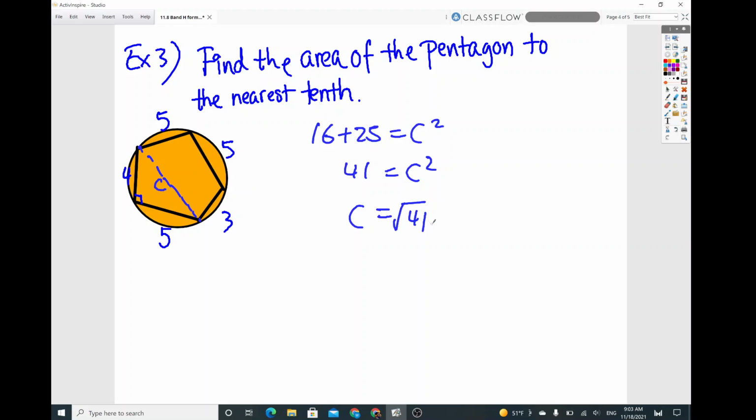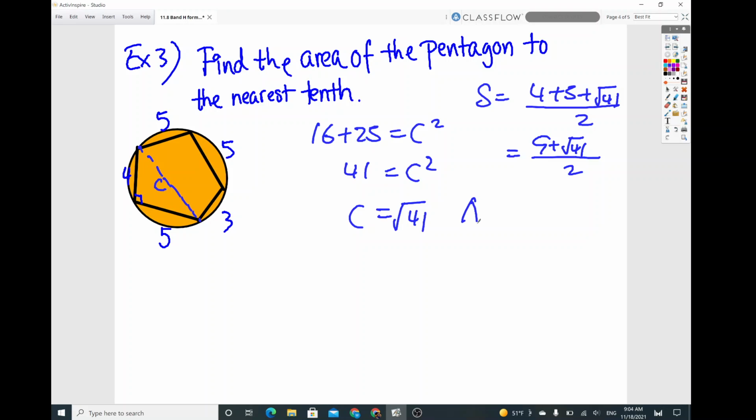Okay, and then using that, Heron's formula. So finding the semi-perimeter of this triangle, which is 4 plus 5 plus root 41. It's not a nice number. So just divide by 2. So it's 9 plus root 41 over 2. You don't want to round things up yet, so just leave it the way it is with the radical.